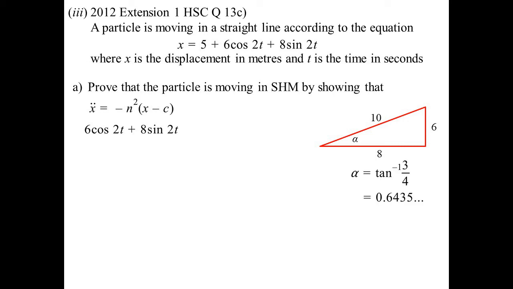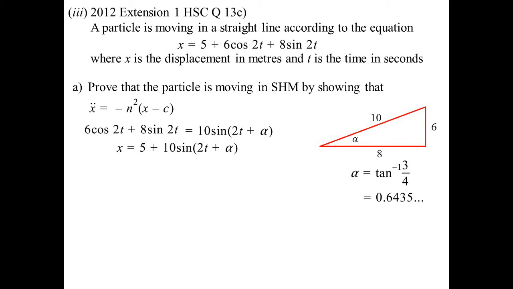The angle, well, I've got it in radians there, 0.6435. I'm just leaving it as alpha. I've defined alpha over there, so that's good enough. So we now know our equation is x equals 5 plus 10 sine (2t plus alpha).